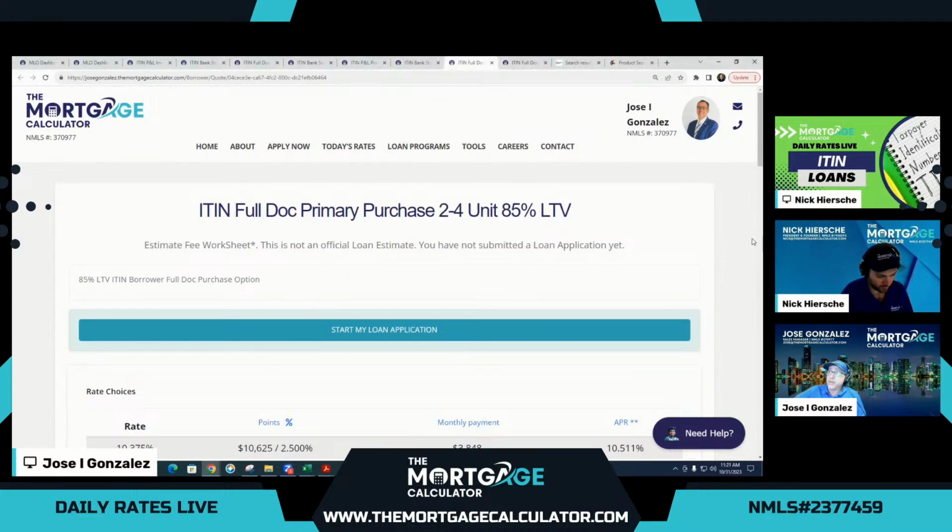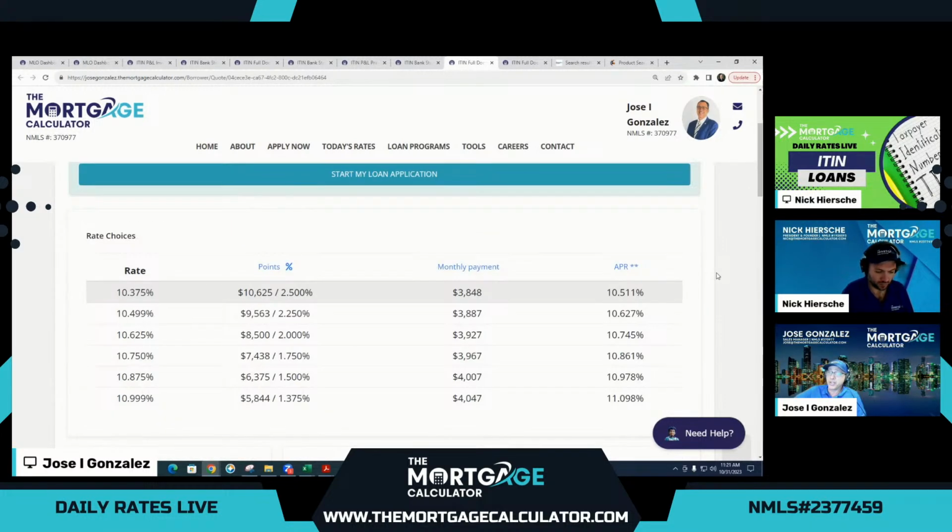And great news for our house hackers out there. As long as you stay full doc, 2 to 4 unit is also 85% without any adjustment to the cost of the rate. So 10.999, still your lowest cost option, and 10.375, lowest rate option.